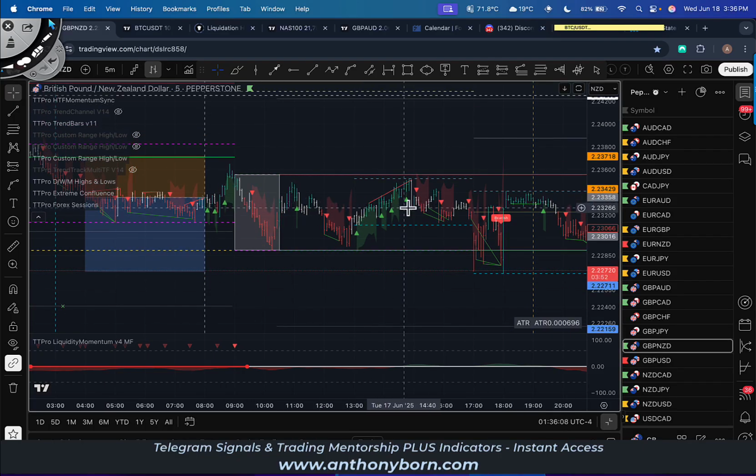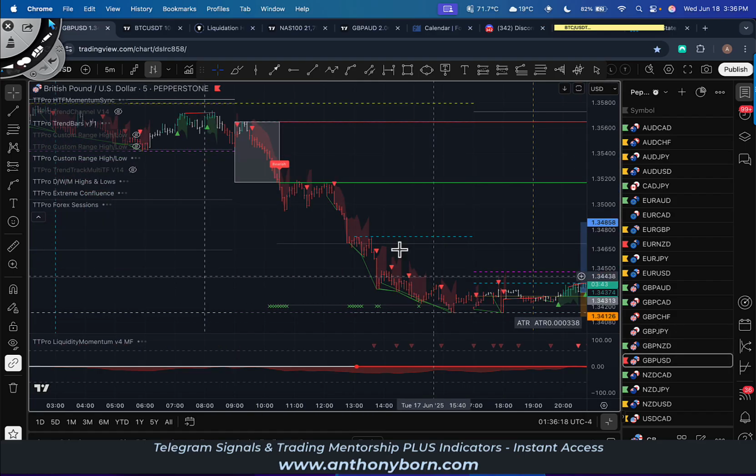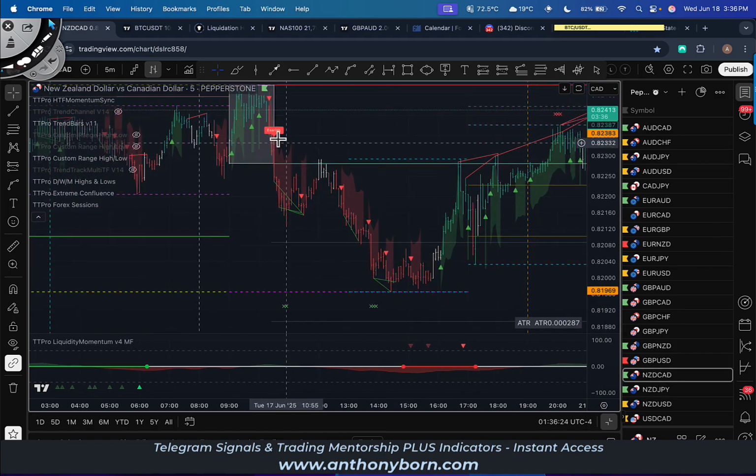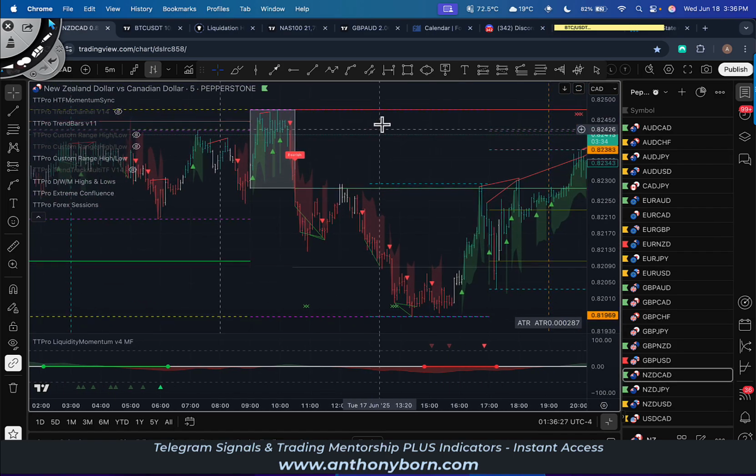See, this is where you don't get involved. It doesn't break through the range, the high and low of this initial range. Pound Dollar, nice. New Zealand CAD, yep, see, broke out. There's your trend. But tight stops.